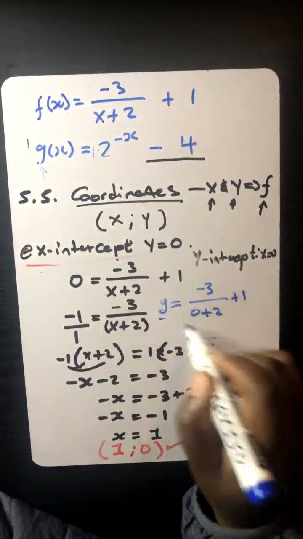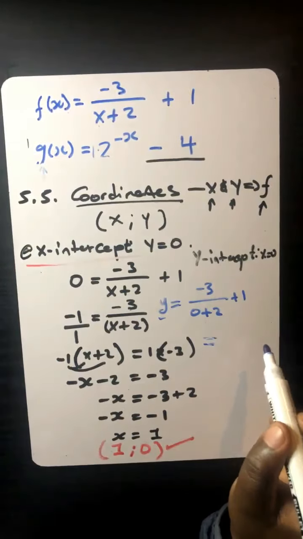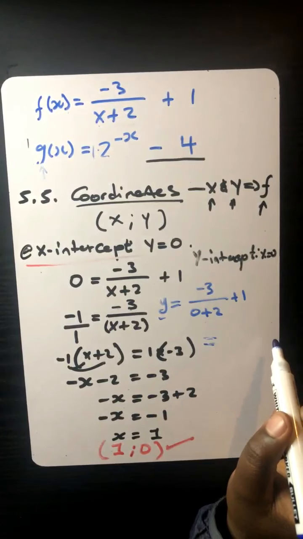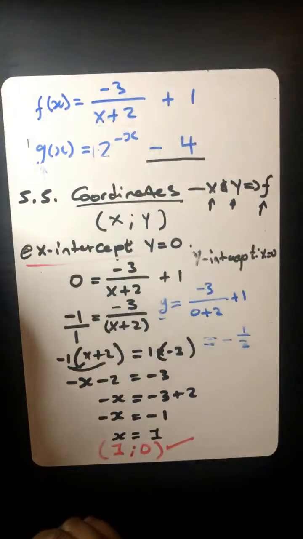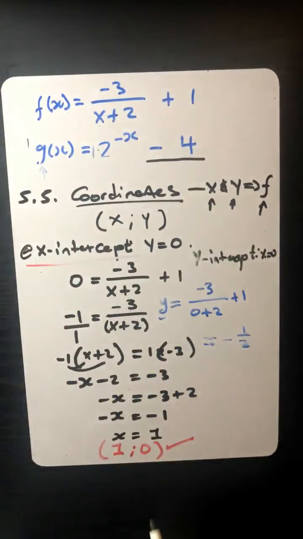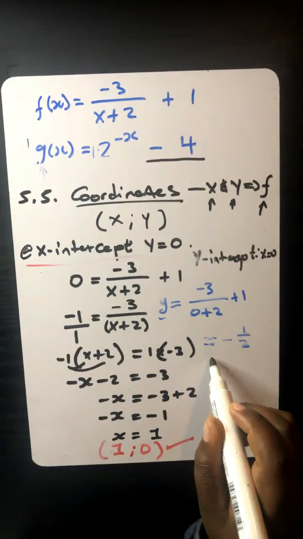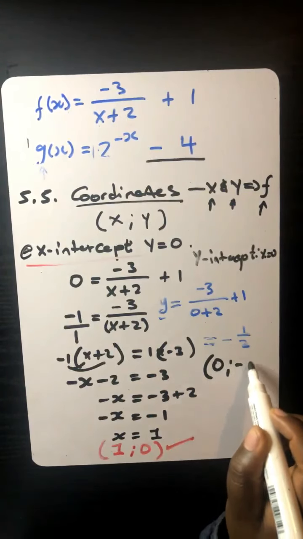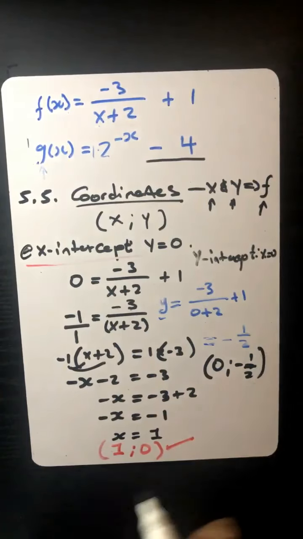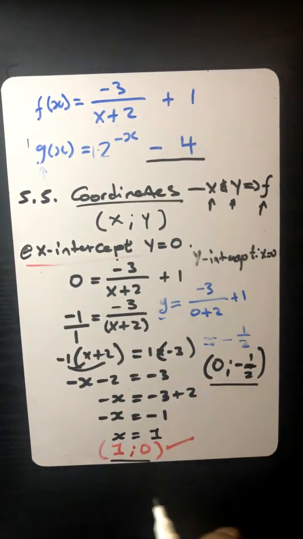So when you punch all of this, what are you getting there? What did you guys say is the answer there? It's negative 1 over 2. Therefore, y when x is equal to 0 is negative 1 over 2. So that means the coordinates there are 0 and negative a half. So, ladies and gentlemen, this is how you represent the coordinates.